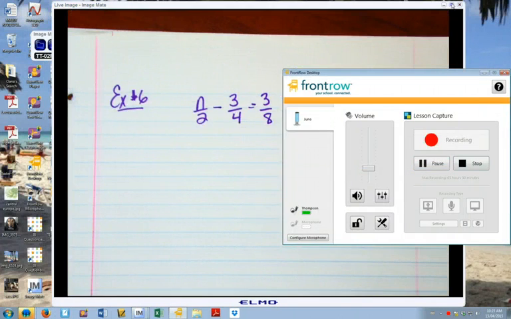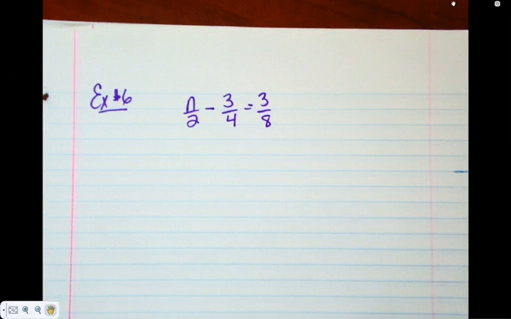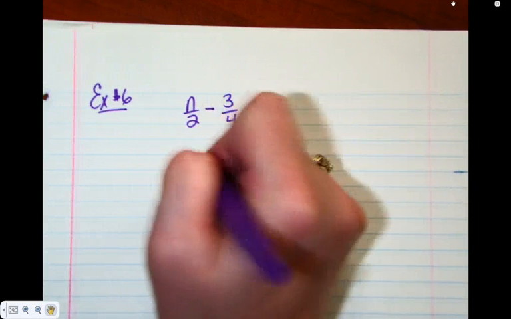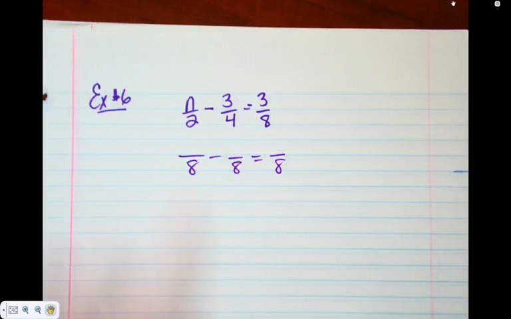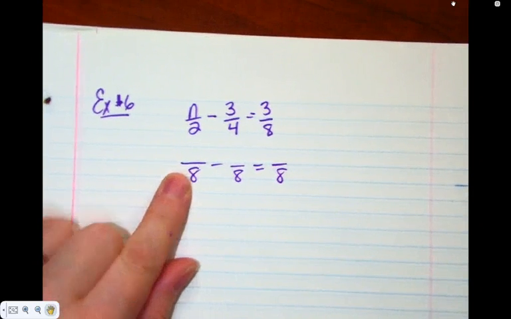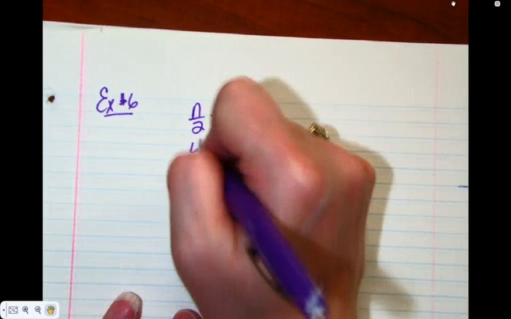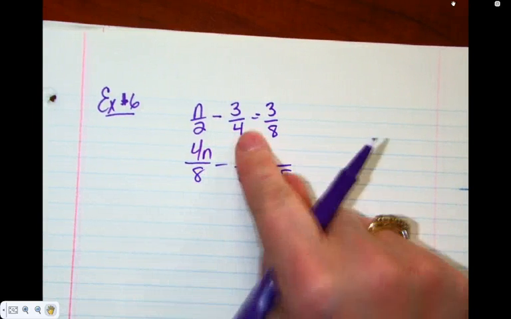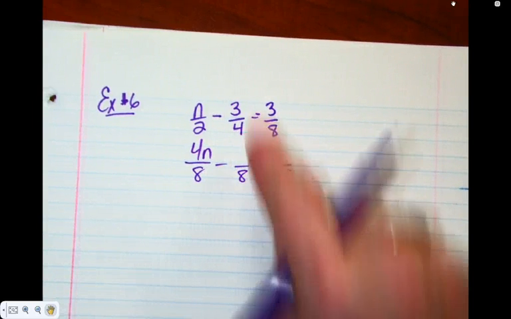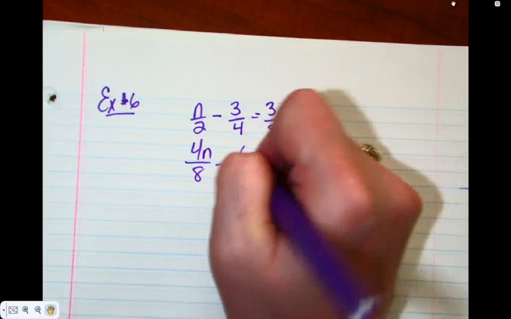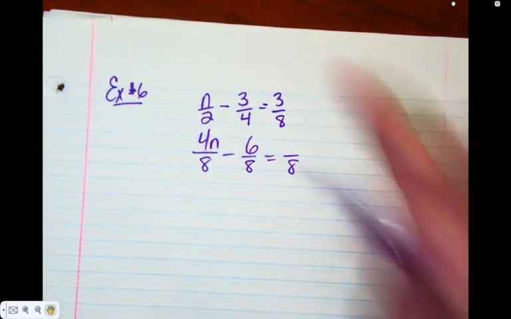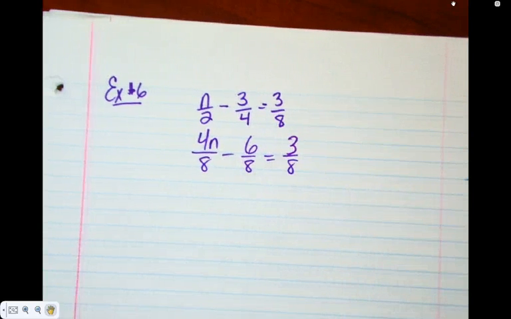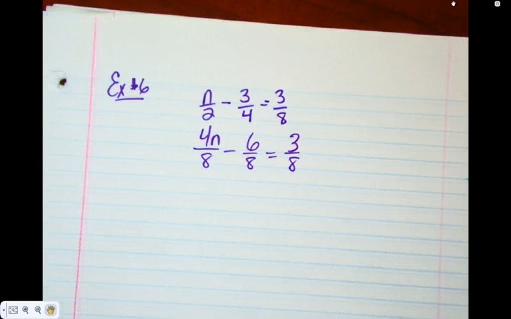Turn to someone in front. What is the lowest common denominator of 2, 4, and 8? 8. Perfect. How do we change a 2 into an 8? So n times 4. How do we change a 4 into an 8? So negative 3 times 2. How do we change an 8 into an 8? So 3 times 1. Who had that step exactly the same? High fives.